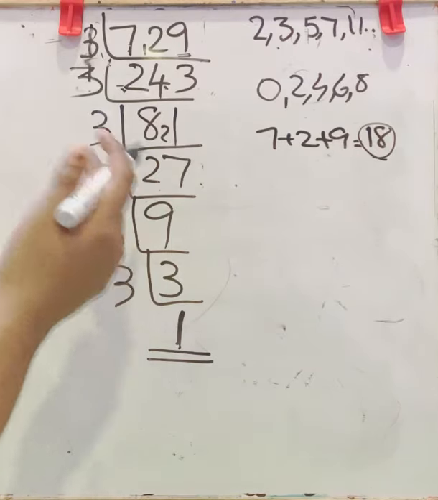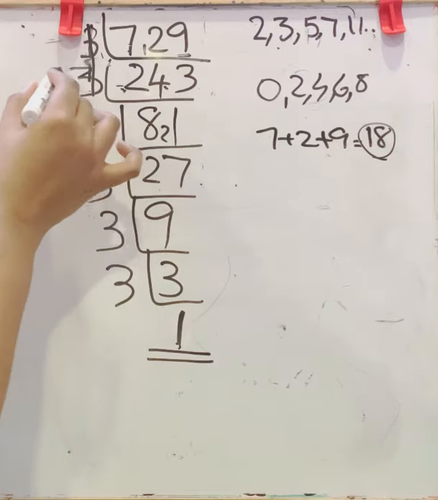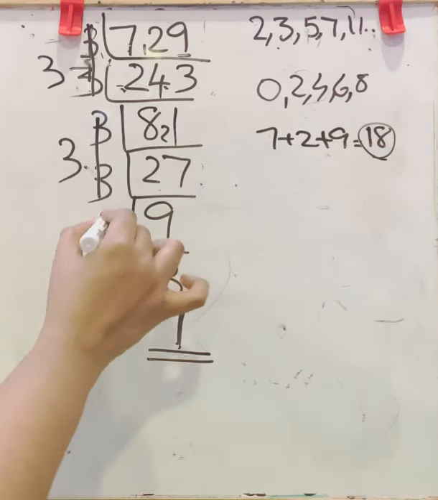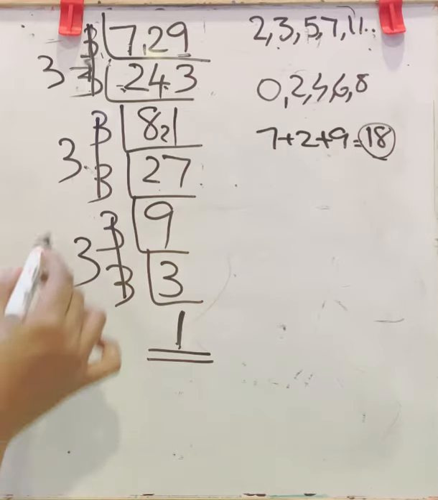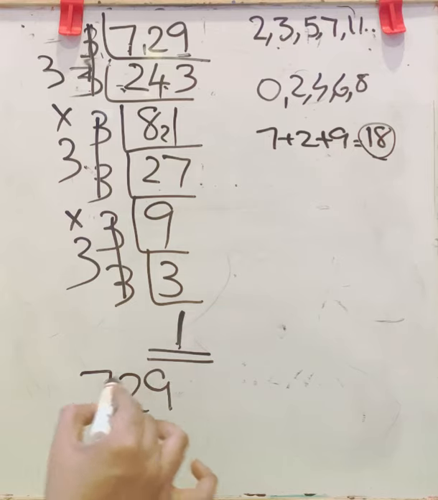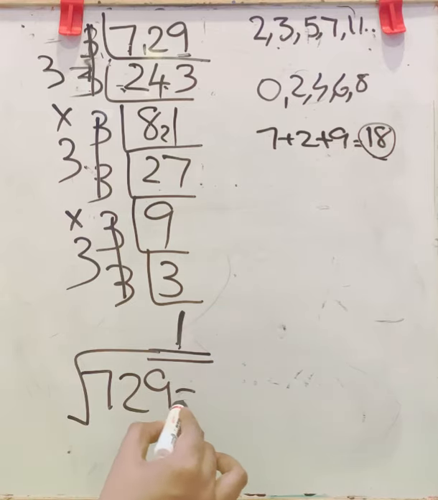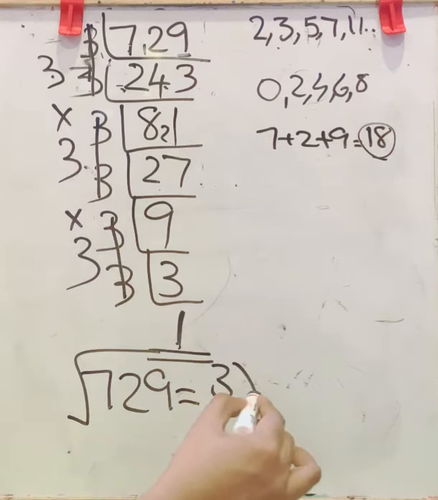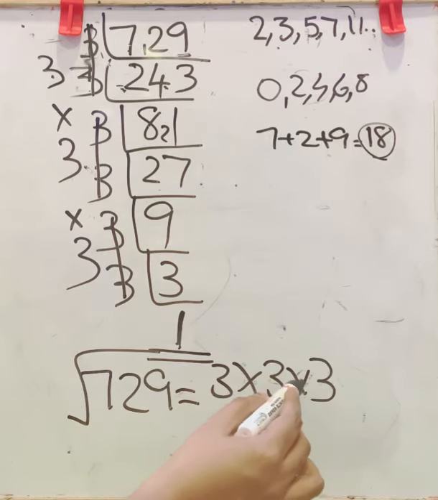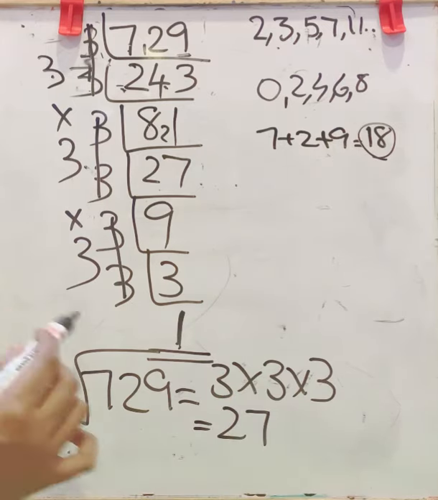Now the next step is pairing the numbers. For 2 3s you will consider only 1 3. For these 2 3s you will take 1 3. For these 2 3s you will take 1 3. So the number was 729. Square root of 729 is 3 into 3 into 3. 3 into 3 into 3 is 27. So square root of 729 is 27.